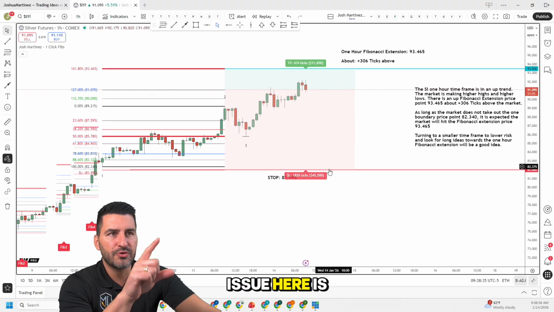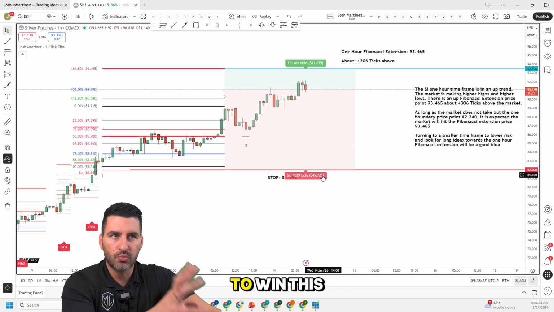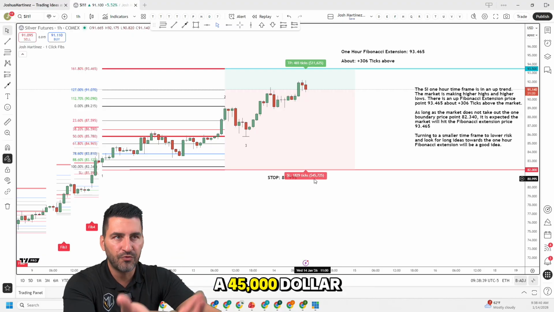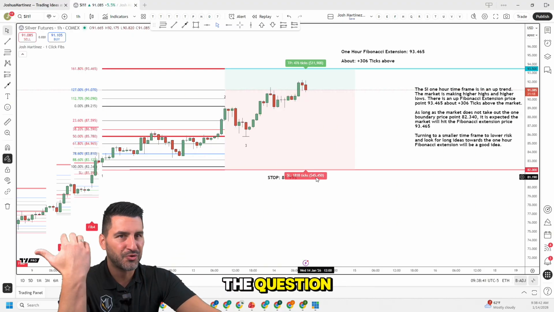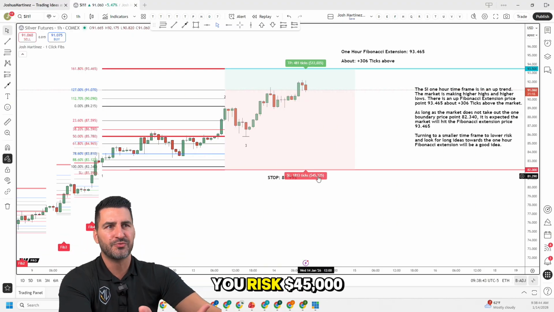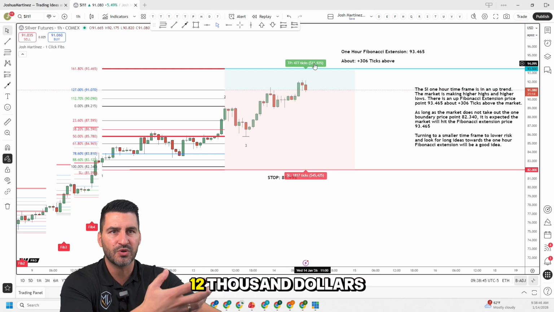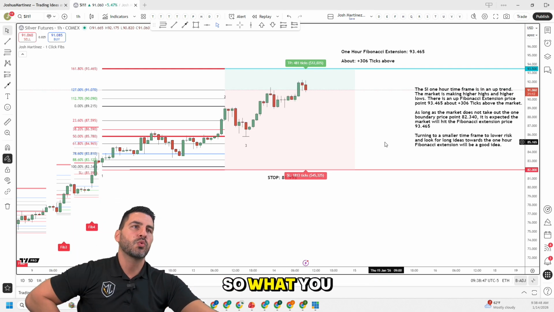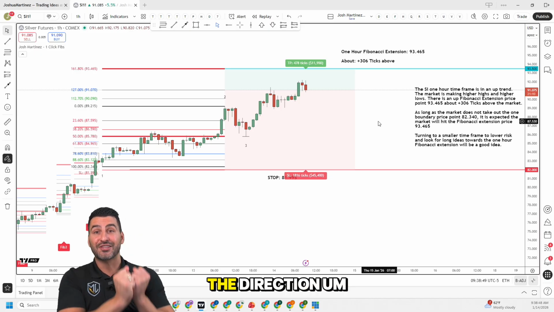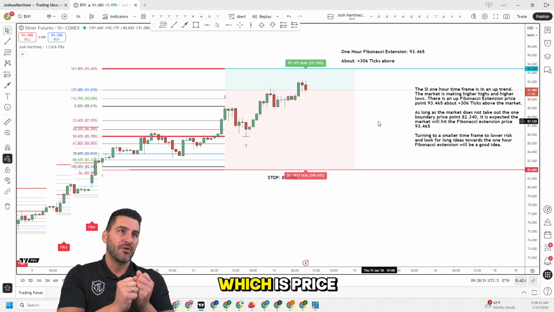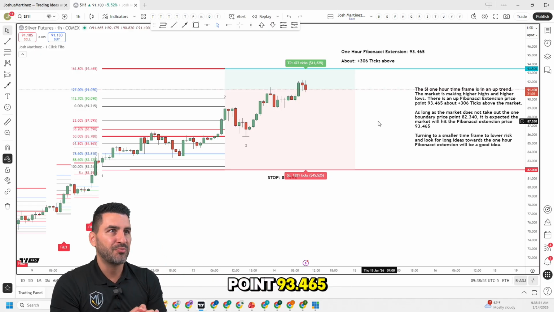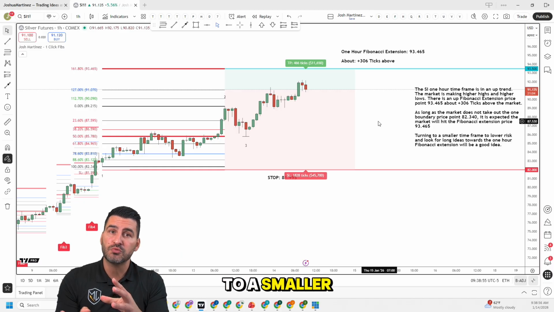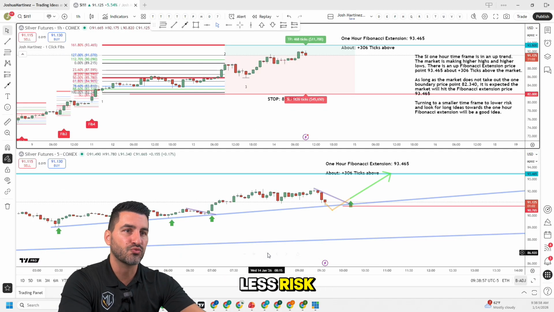The big issue here is the risk, right? To win, the best chance to win this trade would require a $45,000 risk. That's out of the question, especially why would you risk $45,000 just to make $11,000, $12,000? Doesn't make sense. So what you could do is you can extract the direction, which is price point 93.465, and then go to a smaller time frame to try to have less risk.